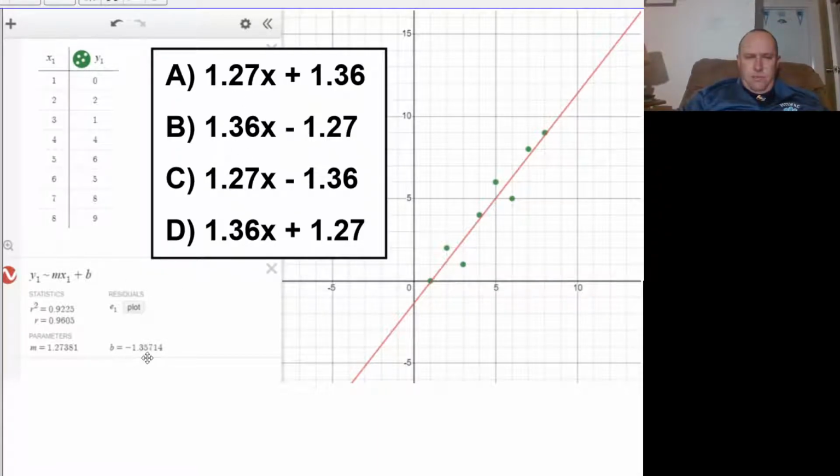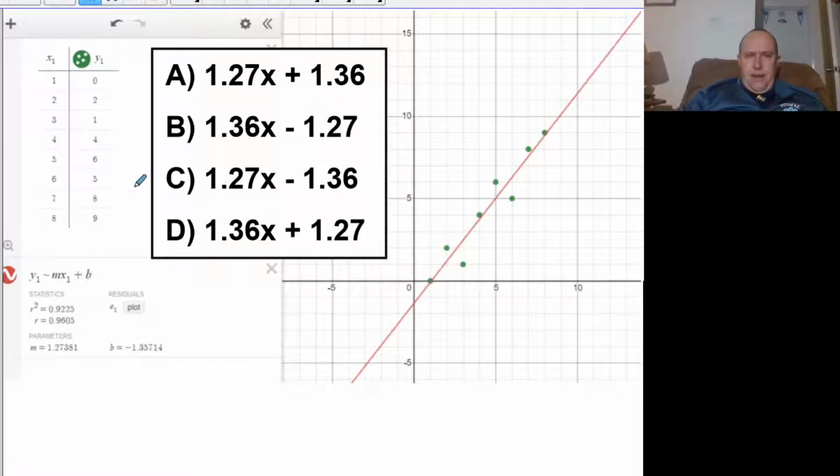I know this says 1.35, and my answer says 1.36 up here. But notice the third digit is a 7, so if I was to round this, I would get negative 1.36. For that reason, because it says negative here, that tells me it's not answer A, it's actually answer C for this question, because I want the negative here. So negative 1.357 is basically negative 1.36, so I would pick answer C for this question.